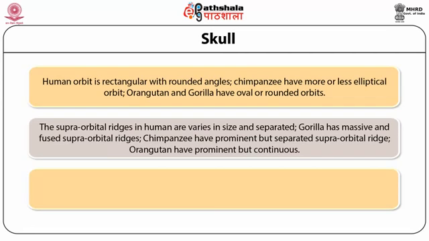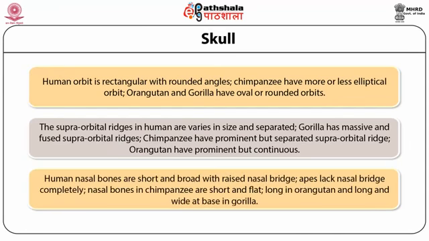supraorbital ridges. Chimpanzees have prominent but separated supraorbital ridges, while orangutans have prominent but continuous supraorbital ridges. The nasal bones in humans are short and broad with a raised nasal bridge, but apes lack a nasal bridge completely.